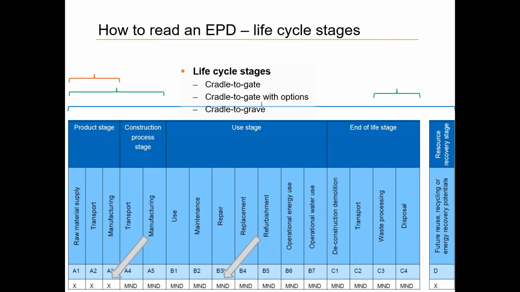At the very bottom of this table, and the arrows sort of point in that direction, you can see, and this table is included in every EPD, you can see which modules have been included. They're here indicated by an X, and which are not included, here indicated with MND, module not declared. So that's something to look out for if you are after information about specific life cycle stages. Then you can quickly see whether that's included in the EPD or not.